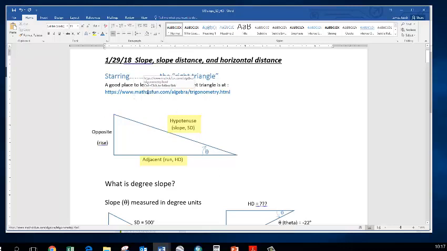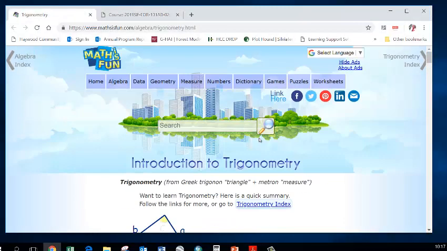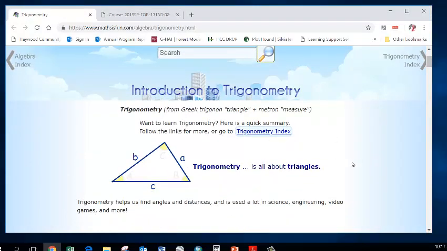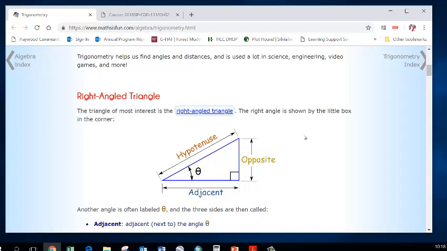A good place to learn about the right triangle is at this website, Math Is Fun. I've got that website open. I'm going to bounce to it here. And this is basically an introduction to trigonometry. Trigonometry is all about triangles, but the one that is important that we're going to be looking at is this thing called the right triangle. And the right triangle is actually very unique in that one of the corners is 90 degrees. Then the other two could be combinations of two other things that add up to 90.